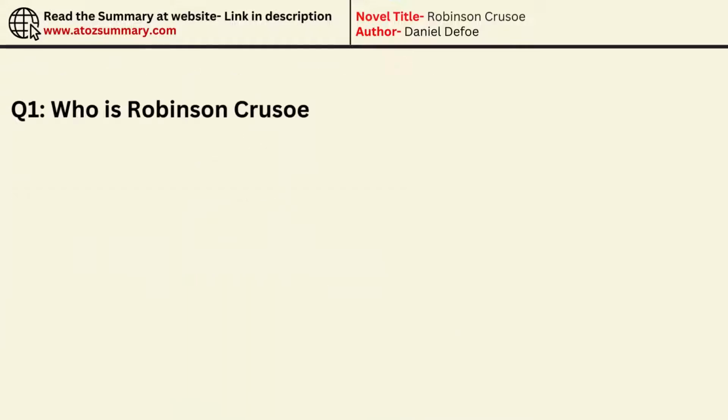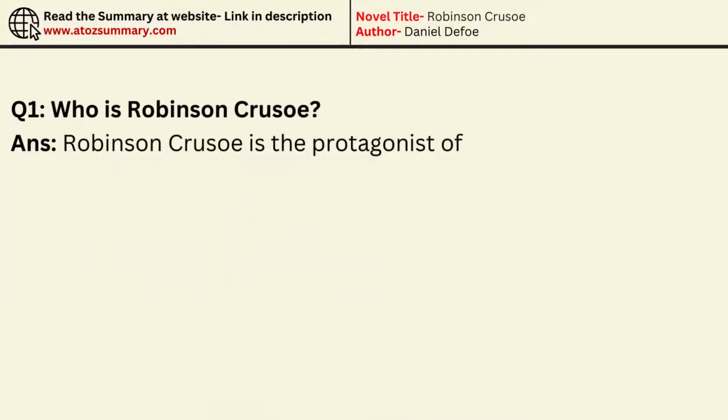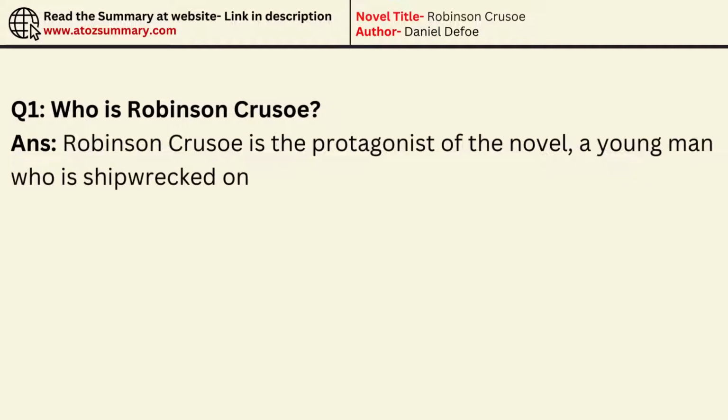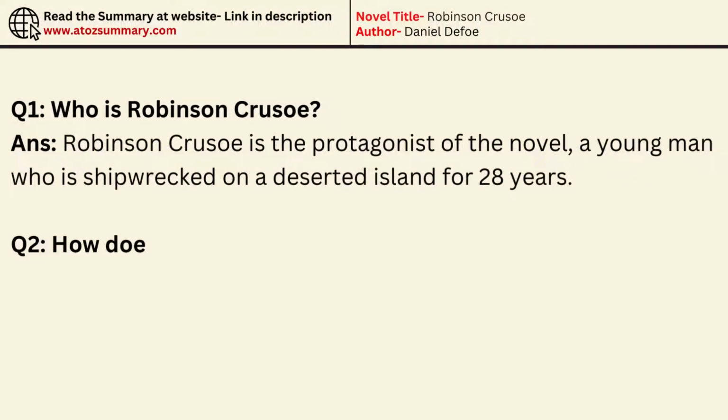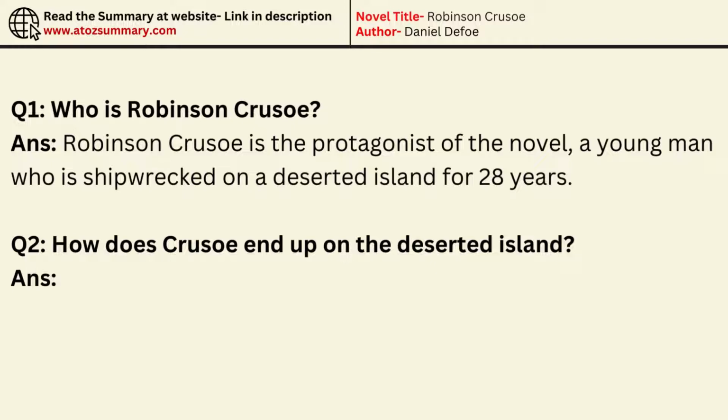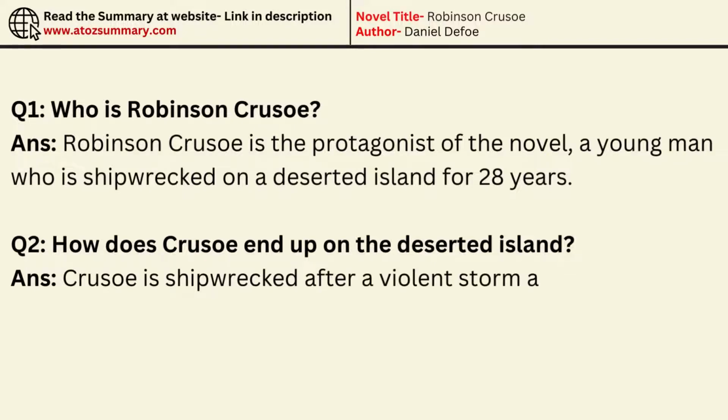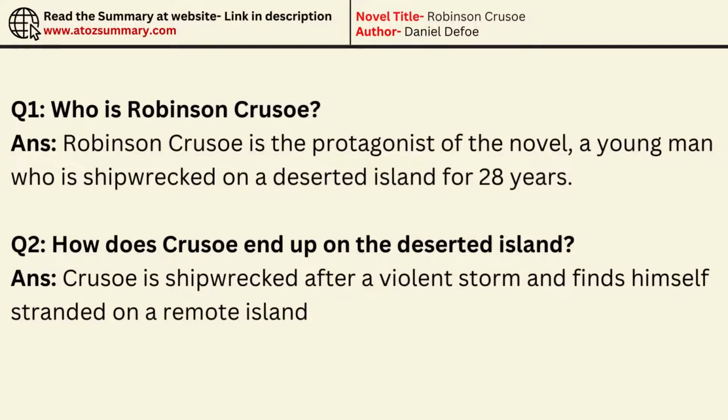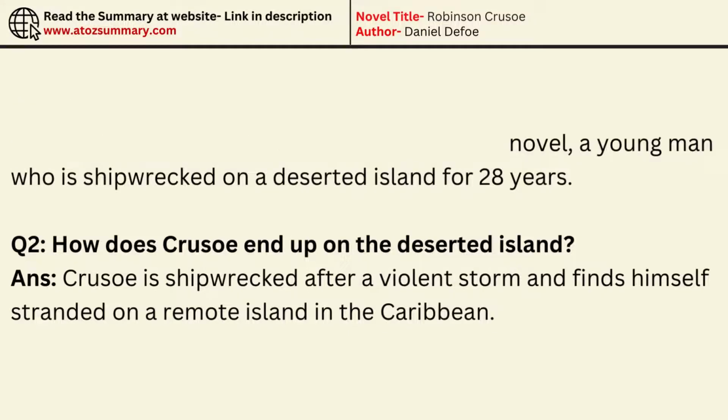Who is Robinson Crusoe? Robinson Crusoe is the protagonist of the novel, a young man who is shipwrecked on a deserted island for 28 years. How does Crusoe end up on the deserted island? Crusoe is shipwrecked after a violent storm and finds himself stranded on a remote island in the Caribbean.